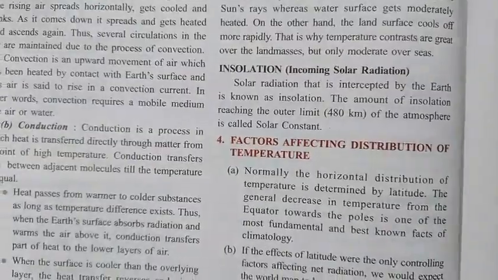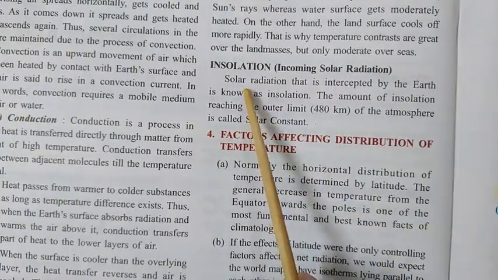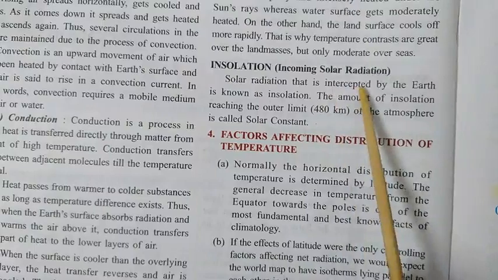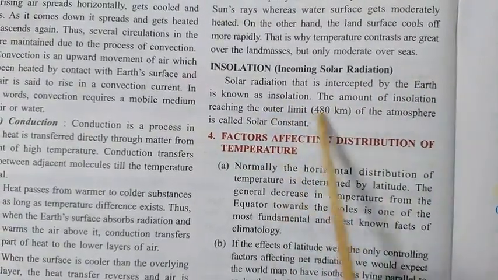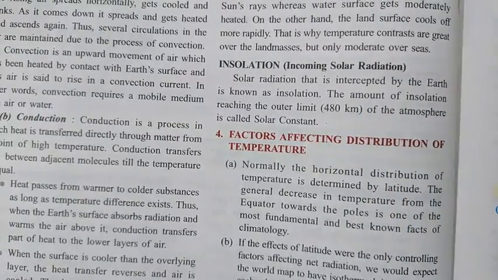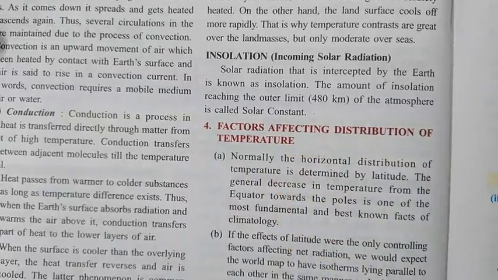Well, now let's move to the insolation. Already I explained to you the incoming solar radiation. The solar radiation that is intercepted by the earth is known as insolation. So you should be very careful, right? This is given here. Now let's move directly to the factors affecting the distribution of temperature.